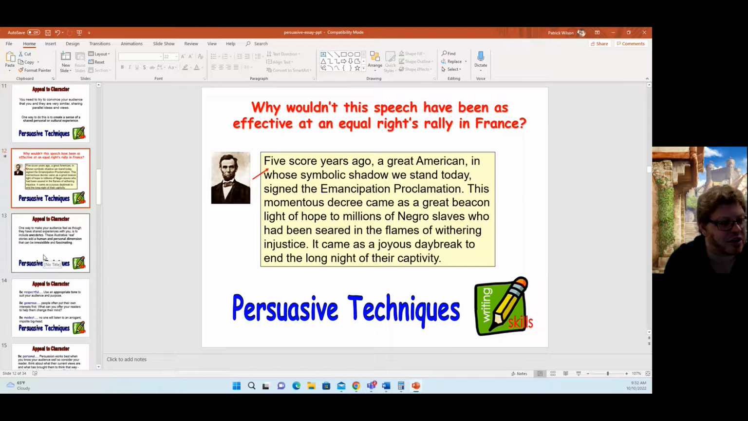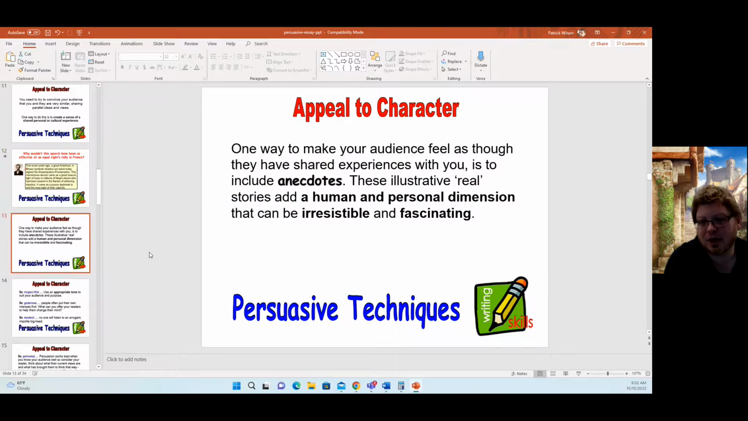So again, that's knowing your audience, knowing where to give a speech or where to write a particular piece to persuade a group or a community of people. The other thing you can use as it relates to appealing to character, using the ethos, is one way to make your audience feel as though they have shared experiences with you is to include anecdotes, which are little small stories. These illustrative real stories add a human and personal dimension that can be irresistible and fascinating.